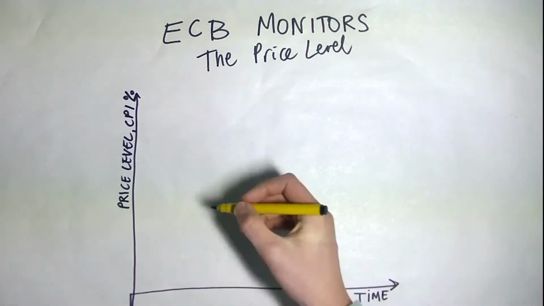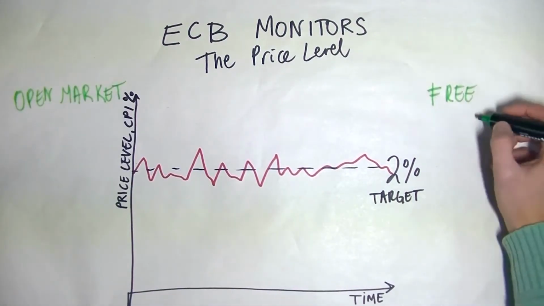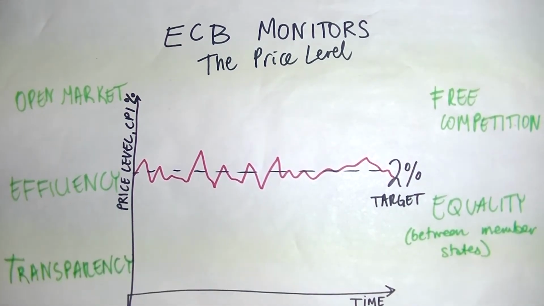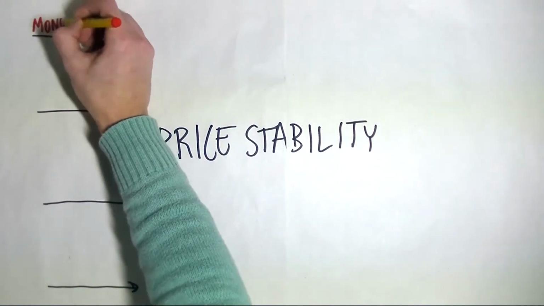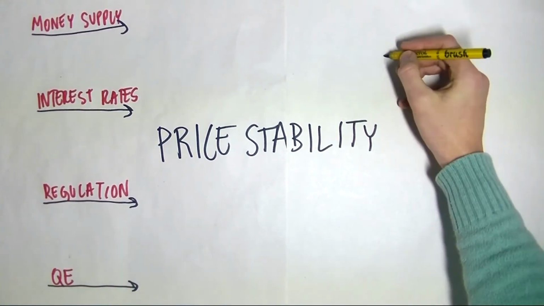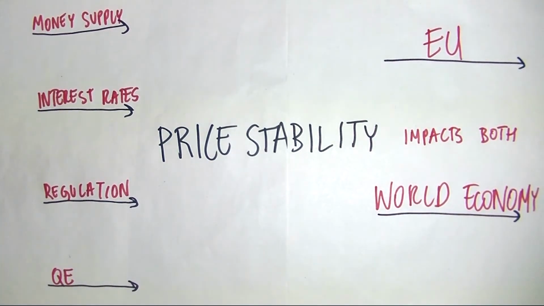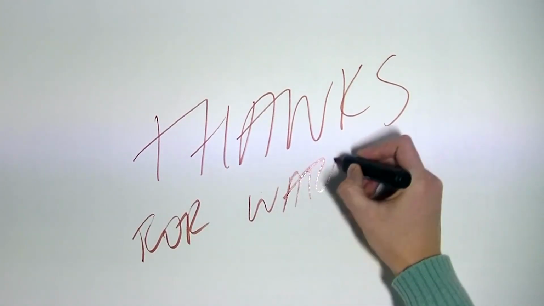All of this is done in accordance with the Treaty on the Functioning of the European Union, specifically Article 127, which says the ECB should work with the principles of open market and free competition. It is now easy to see that price stability is an incredibly complex issue. It is influenced by many factors and in turn affects the whole market. Therefore, the ECB has an undeniably important role, with far-reaching consequences on both the European and the world economy.